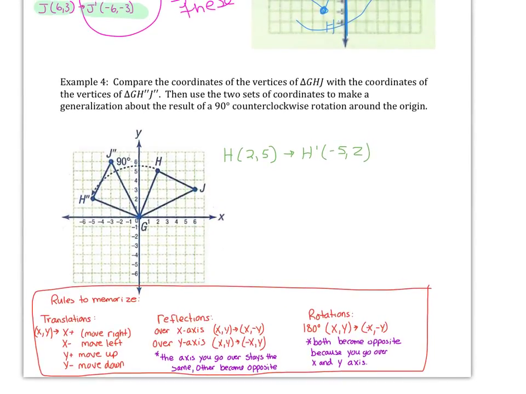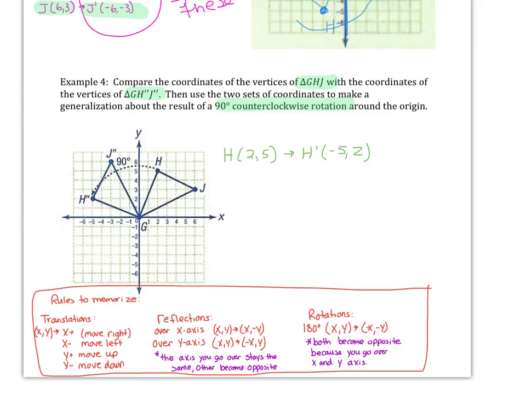Last example here is compare the coordinates of vertices of triangle GHJ to the coordinates of triangle G prime, H prime, J prime. It's just double prime, sorry, because we've already moved it once in example 3. Then use the two sets of coordinates to make a generalization about the results of a 90 degrees counterclockwise rotation around the origin. 90 degrees will be the toughest, and it is difficult to make a rule. I'm going to show you another trick that might help 90 degrees make a little bit more sense.